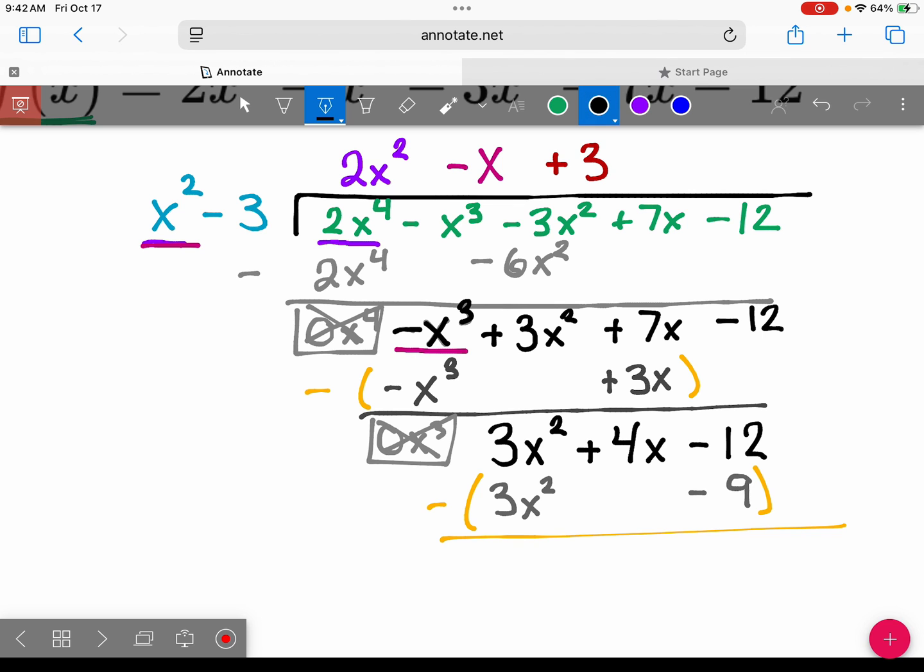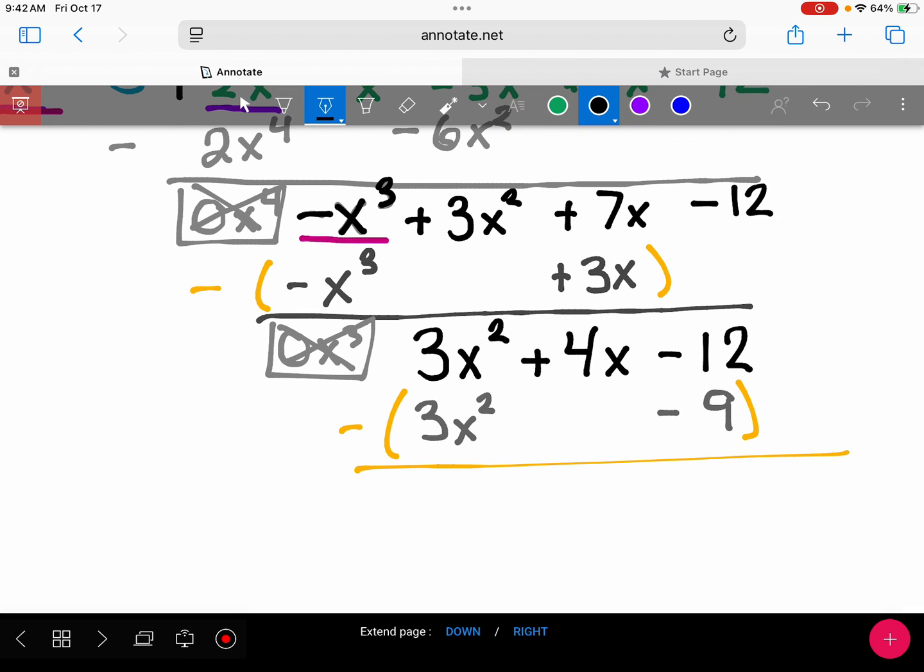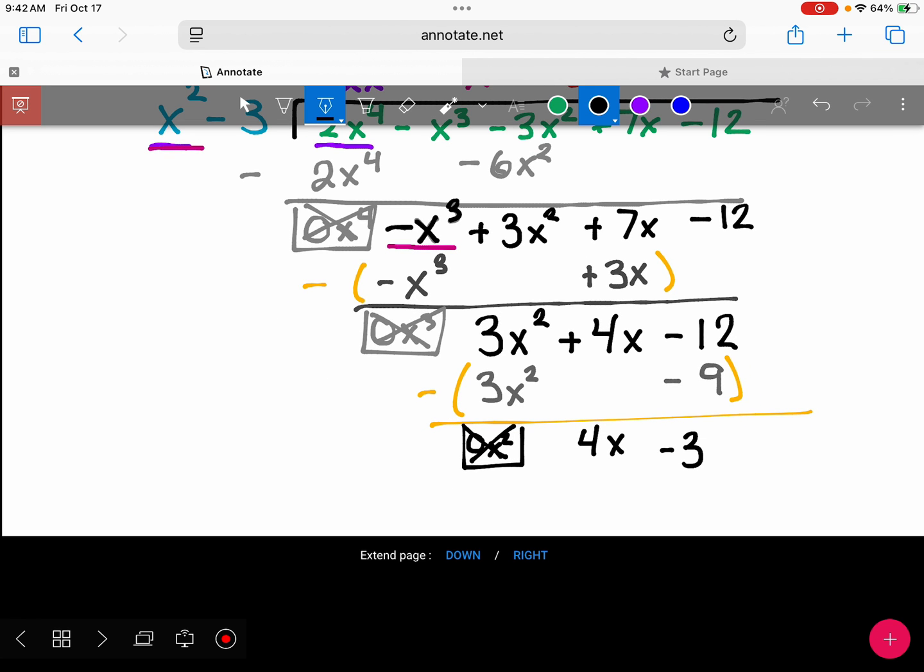So our 3x squared minus 3x squared cancels out. That's the whole point. That guy should disappear. Our 4x, we have nothing to subtract from, so it's just going to drop down. Negative 12 minus negative 9 is negative 3. Does this have a smaller degree than that? Yes. Finally. We're done.